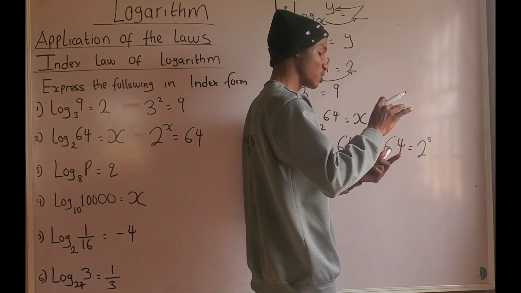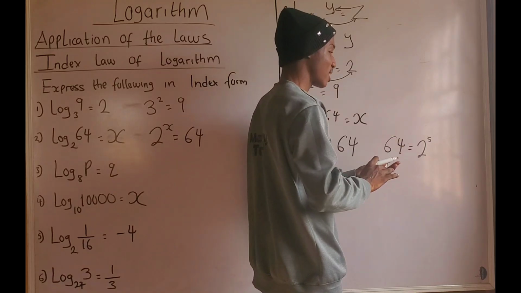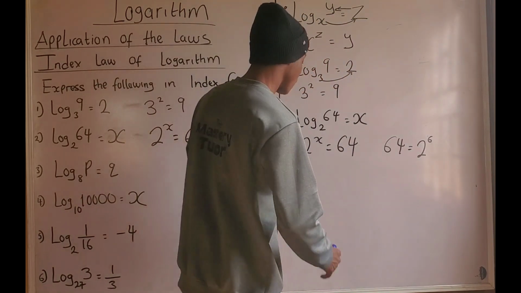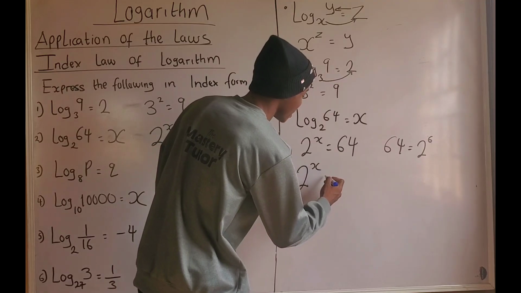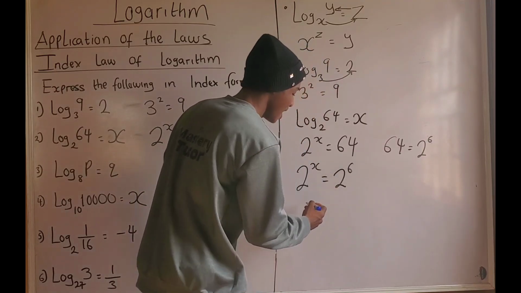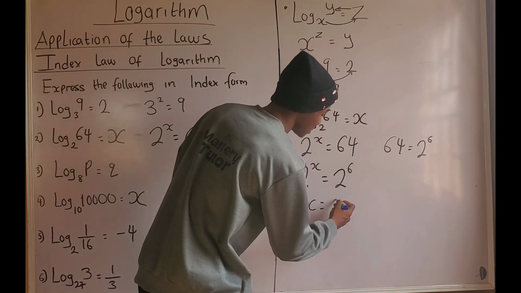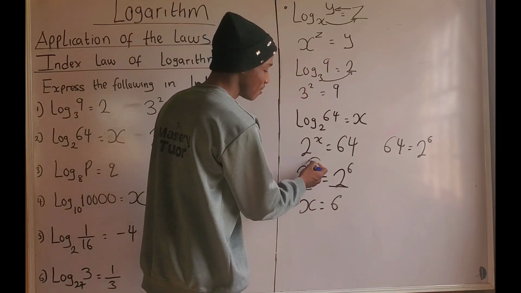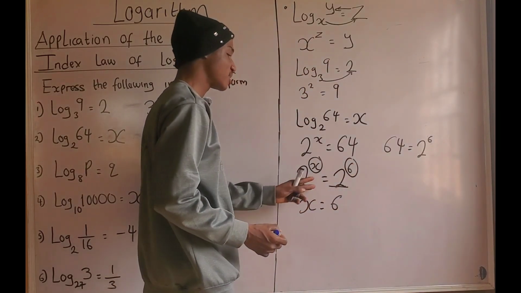64 in index form can be written as 2 raised to the power of 6. Let's check: 2 times 2, 4, 4 times 2, 8, 8 times 2, 16, 16 times 2, 32, and 32 times 2 is 64. Oh, 2 raised to the power 6. So here I'm going to have 2 raised to the power of x equals 2 raised to the power of 6. Hence, x will be equal to 6, because now the bases are equal. That means their powers will also be equal. So x equals 6.